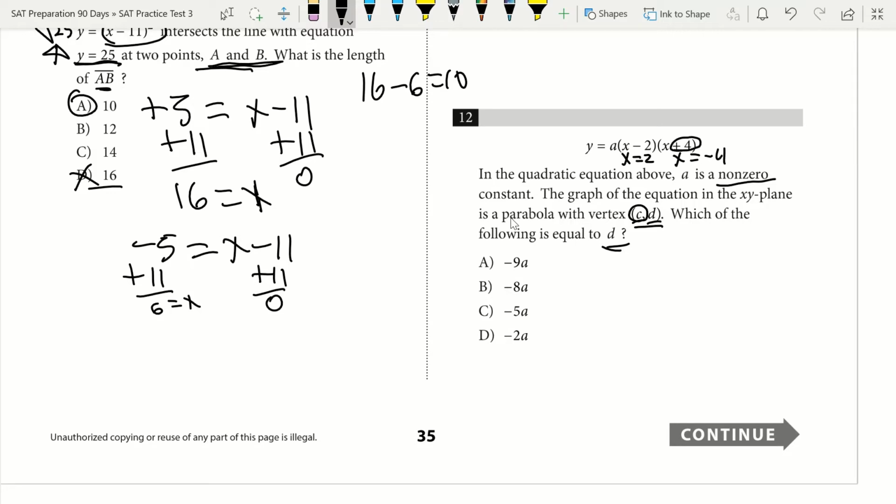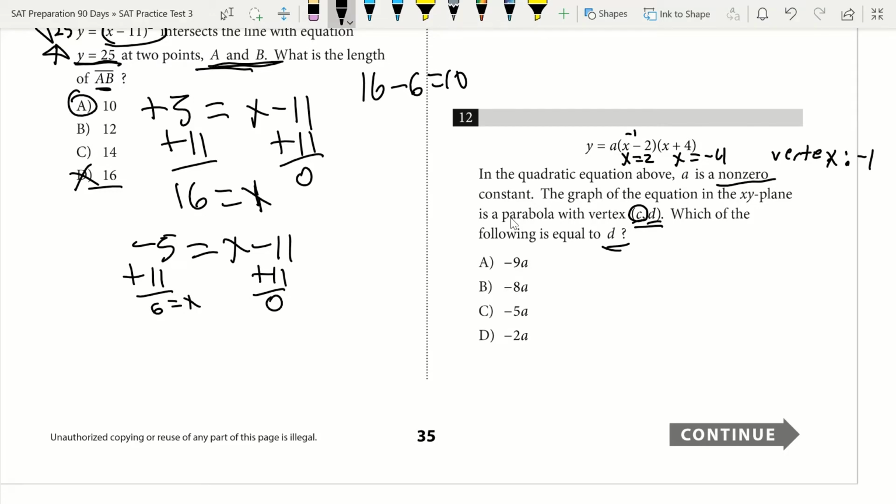Since we have an x plus 4, that means the zero is at negative 4, and since we have an x minus 2, we have a zero at 2. Therefore, our vertex has to be in between our zeros, okay? So our vertex is going to be in the middle of our zeros, which will be at negative 1. So now we're going to plug in that negative 1 for x.